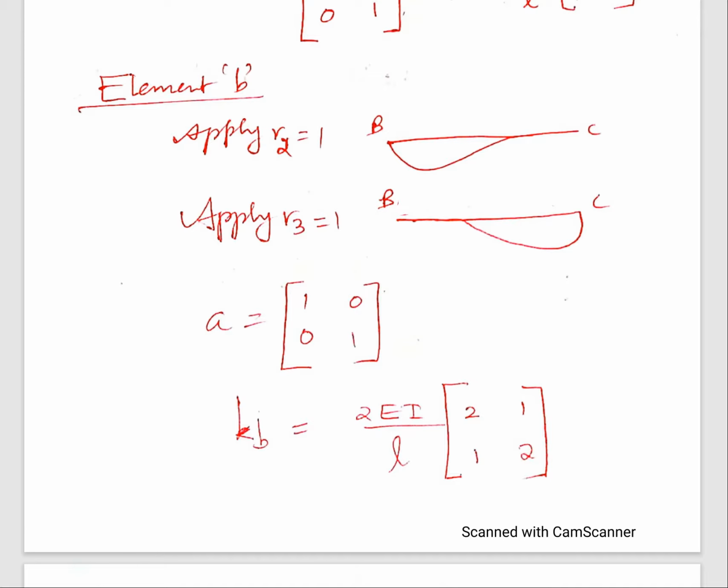When you take the second element, we have two joints B and C. So we have to apply R2 equal to 1 to obtain the first column and R3 equal to 1 to obtain the second column.